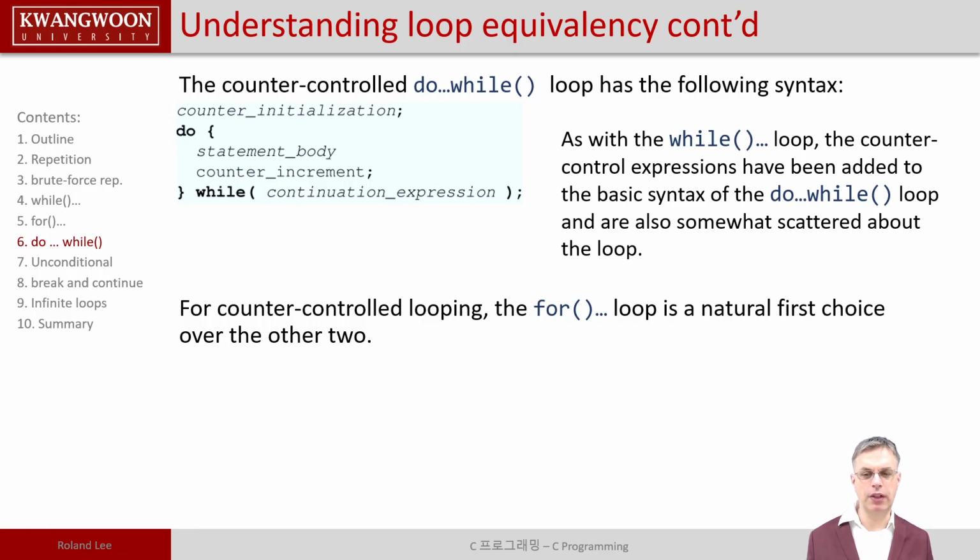For counter-controlled loops, the for loop is a natural first choice over the other two. Nonetheless, any of these may be used. However, when we look at sentinel-controlled loops, these equivalences begin to break down. We will see that the while loop provides far more general use in many cases, especially when looking for a sentinel value to end continuation.